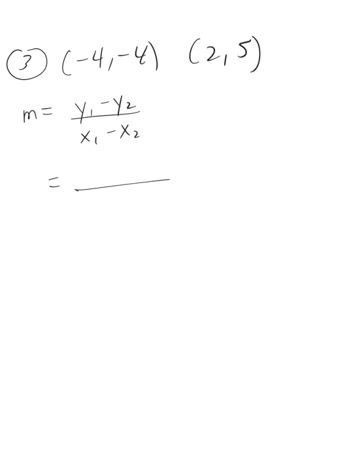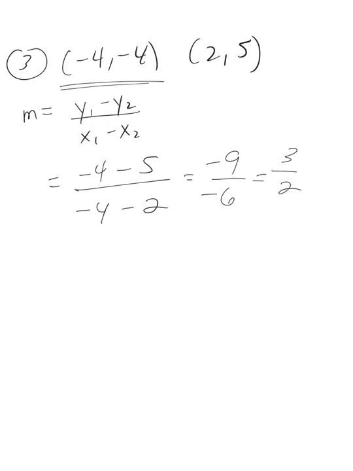Yes. No, it's not. So 2, oops, not 2. -4 minus 5, -4 minus 2. I got caught. That was a 9/6. We get to reduce that. Which can be reduced to 3/2. Right.